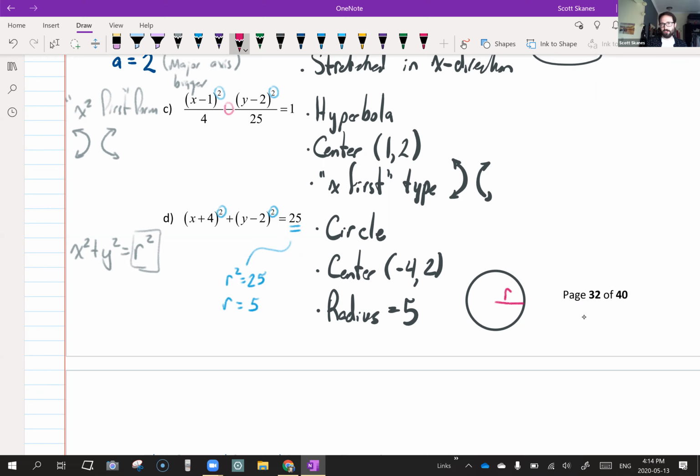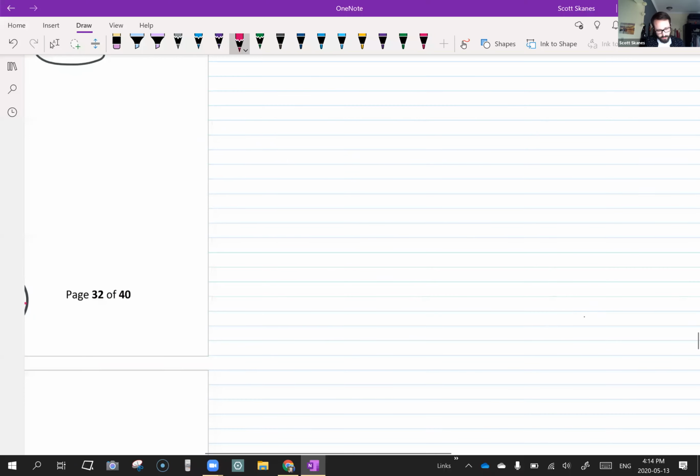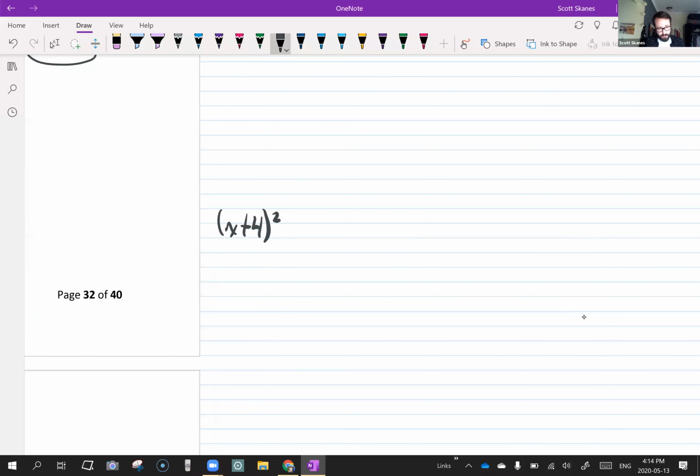So I want to just show you something. I'll come back to that. The question that we were just given was this. And some students say that it's an ellipse. And you're not entirely wrong if you say that, but you're not entirely right either. Let's just look at this 25. Let's divide everything by 25. So if I divide everything by 25, what I end up with is this.